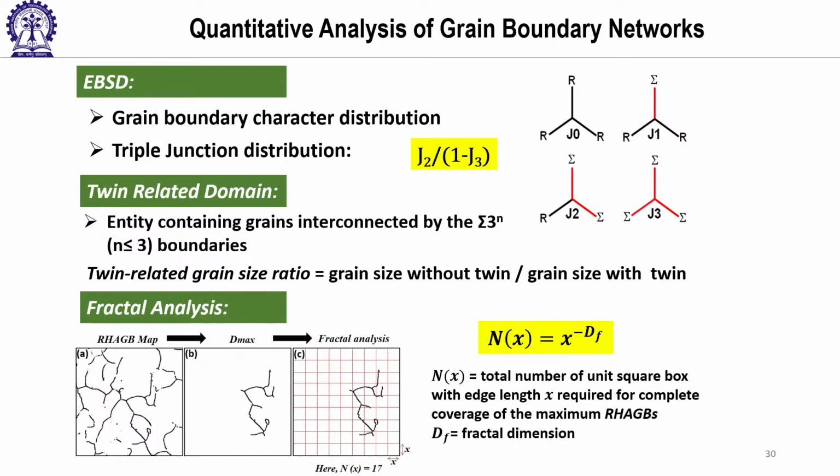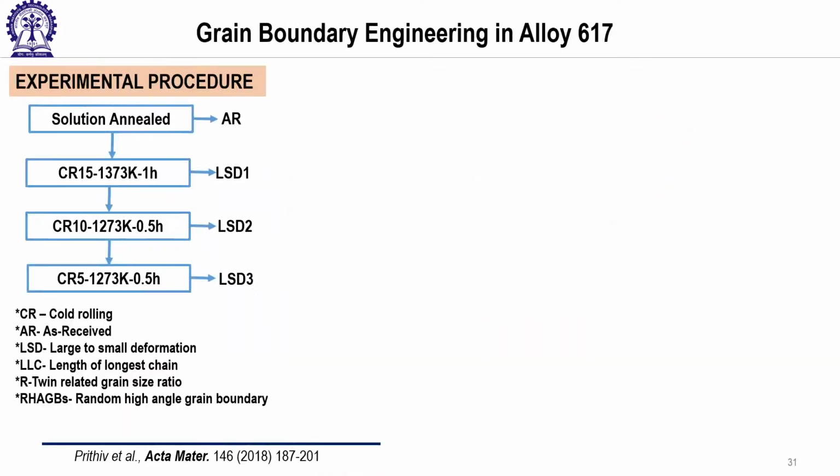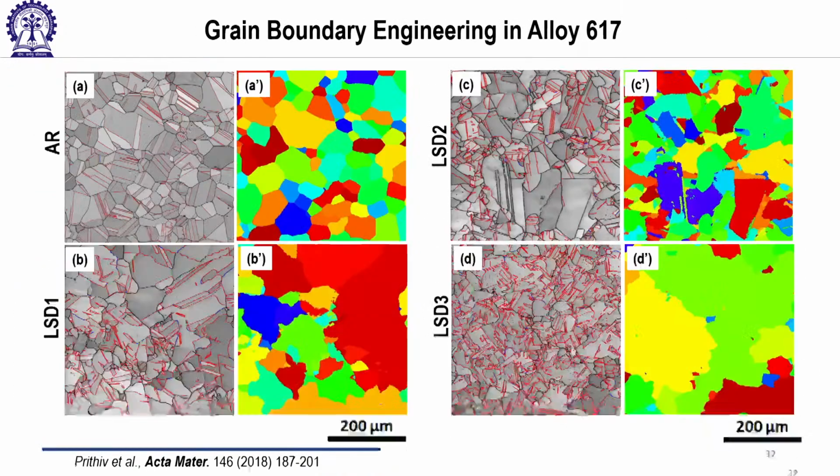In a domain, I will come to the picture, let me show you the picture first, yeah. So this is basically a twin related domain. You can see this is one twin related domain. In this domain, all boundaries are either sigma 3, sigma 9 or sigma 27. In the entire domain, all boundaries are either sigma 3, sigma 9 or sigma 27. So if your domain size is big, what does that mean? That means it is good, right? So twin related domain is also another important parameter one can consider.